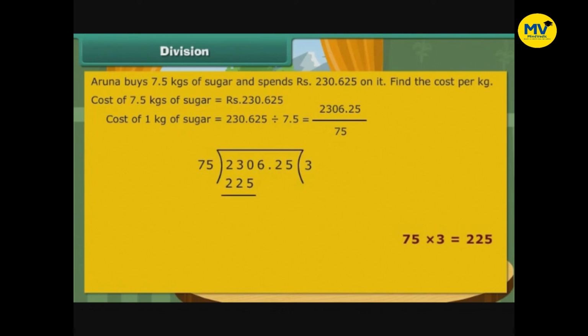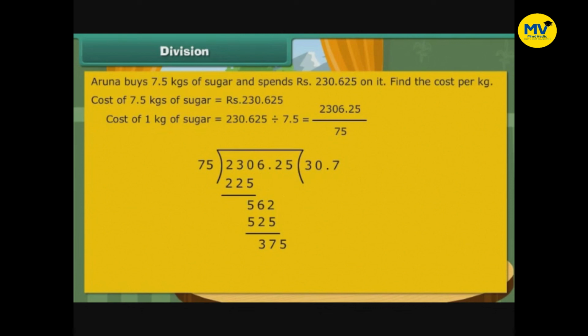Subtract and write the difference, 5 below. Bring 6 down. The new number formed is 56. 56 cannot hold 75. So write 0 to the right of 3. Bring 2 also down. Since 2 appears after the decimal point, place a decimal point to the right of 0. The new number 562 holds 7 times 75, that is 525. Subtract and write the difference, 37 below.